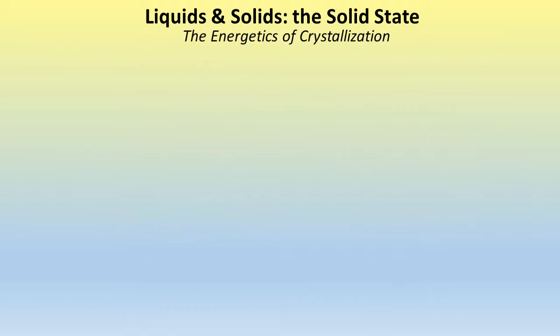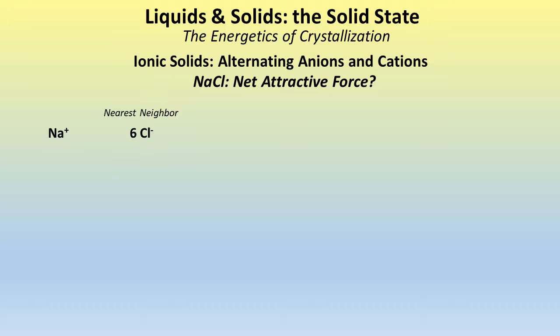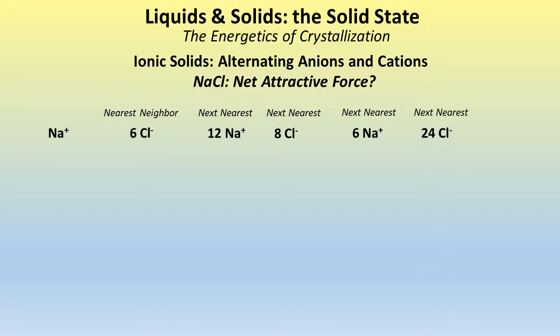Finally, one last look at ionic solids. Obviously, in an ionic solid such as sodium chloride, a positive sodium attracts a negative chlorine, which attracts a positive sodium, in an alternating pattern of anions and cations. There is therefore a net attractive force. Geometrically, if you look at a sodium ion, it is octahedrally coordinated and has 6 chloride ions as nearest neighbors. In the next shell, there will be 12 sodium ions, followed by 8 chloride ions, followed by 6 sodium ions, followed by 24 chloride ions, followed by 24 sodium ions, and this will keep increasing to infinity.